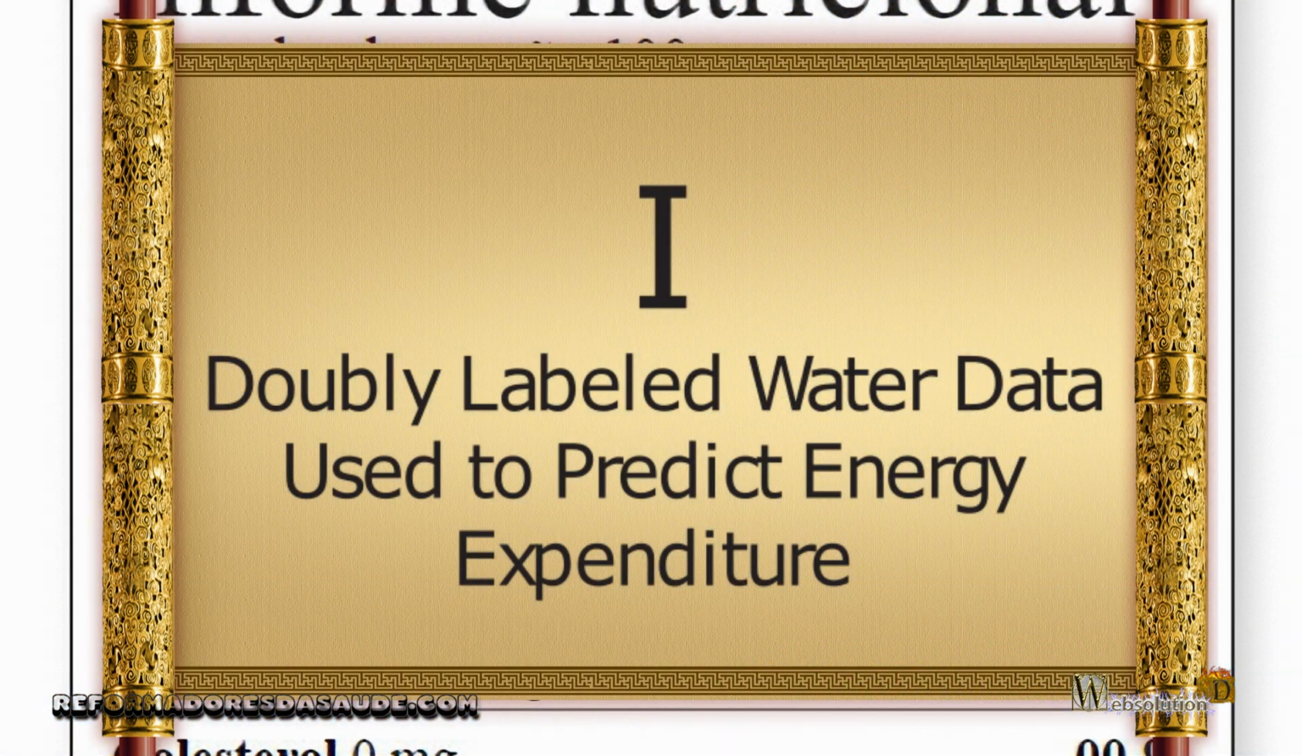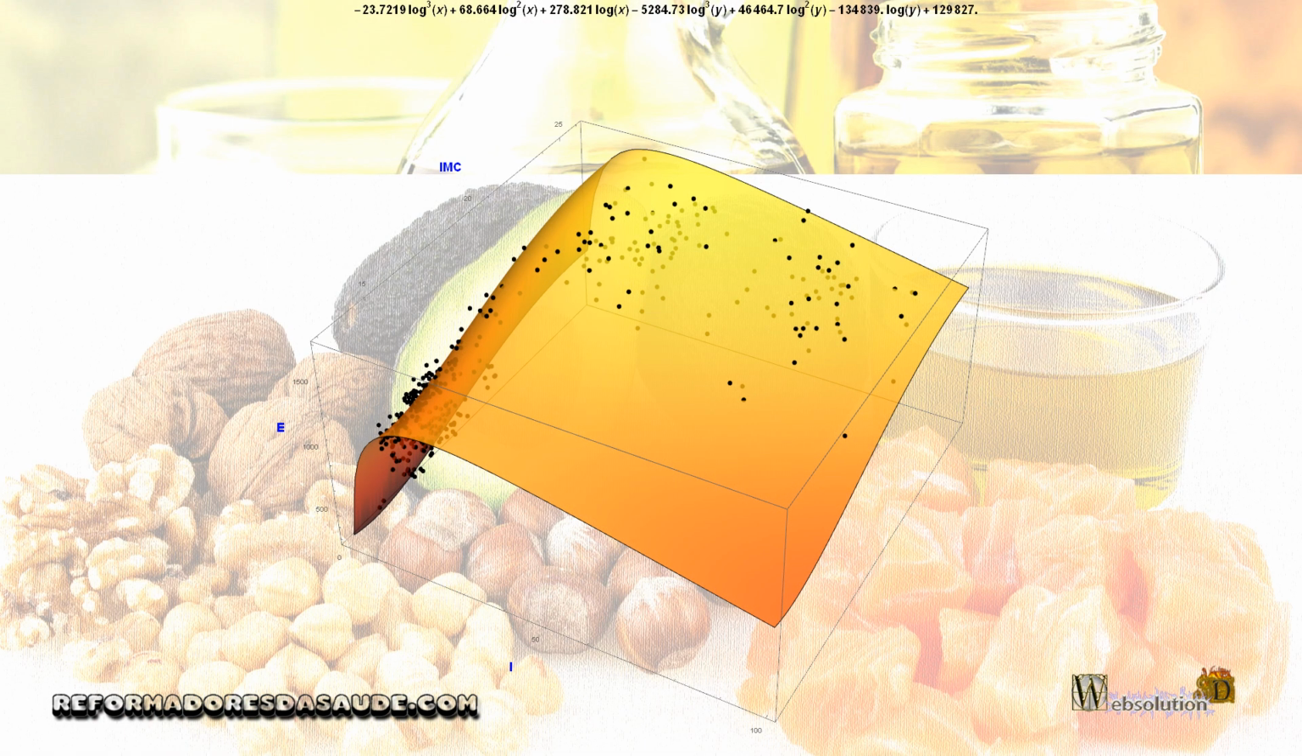DRI is the U.S. Institute of Medicine study that determines dietary intake benchmarks. At the end of this study we have the appendix with doubly labeled water data used to predict energy expenditure, composed of a group of people whose energy expenditure was determined by doubly labeled water.